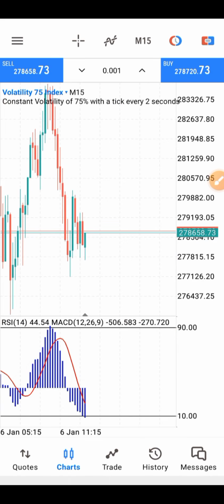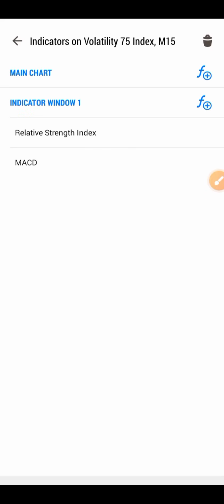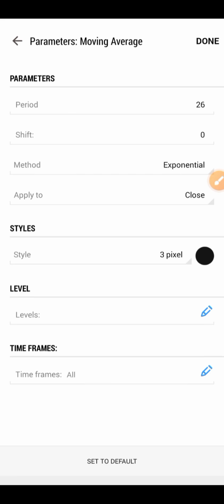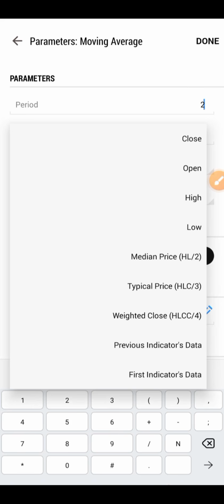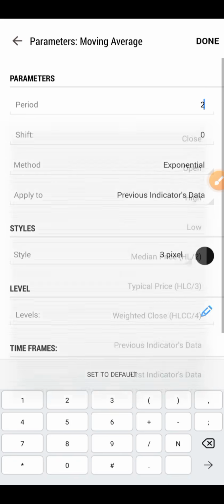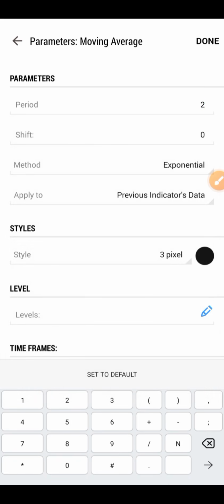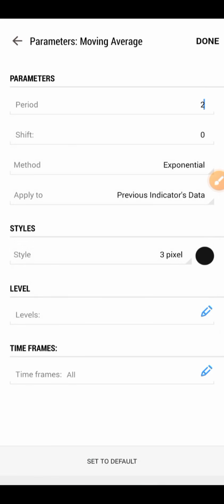So the last one on the indicator window is going to be our moving average. Click on the F plus in front of the indicator window 1 again, then come to moving average. The moving average we need is going to be period 2, shift 0, method exponential. In the apply to, we are going to apply to the previous indicator's data, which is the MACD data. That is what we are going to use for this moving average. You understand? Then click on done after that.